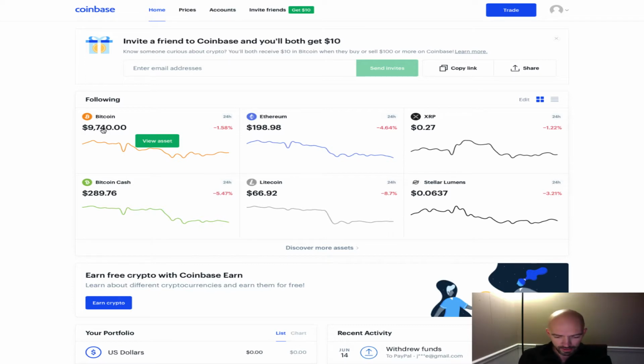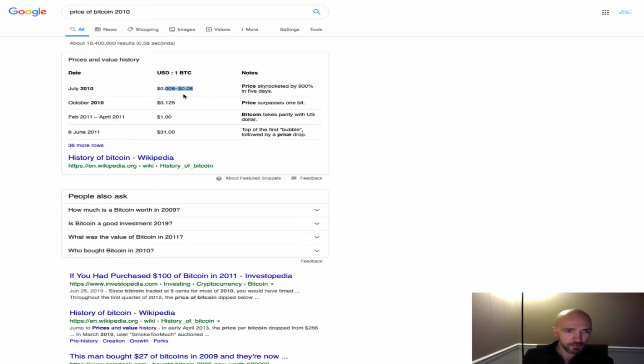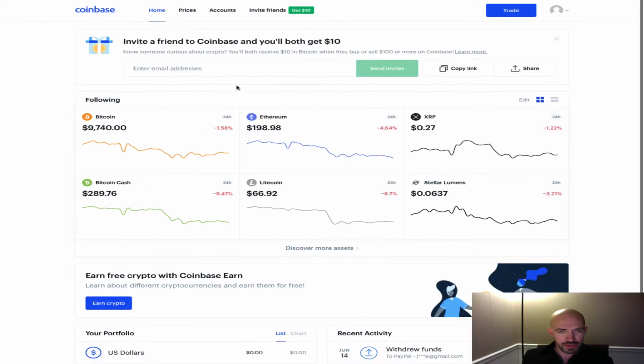You're not going to get a lot of Bitcoin, but here's the price of Bitcoin in 2010, 0.008 of a cent, and it went to 8 cents. Okay, and by October it was 12 cents. By June 8th of 2011, it was $31. All right, so if it goes on the same trajectory and you have $120 of Bitcoin and it goes up to 1 million, you're going to have $120,000.